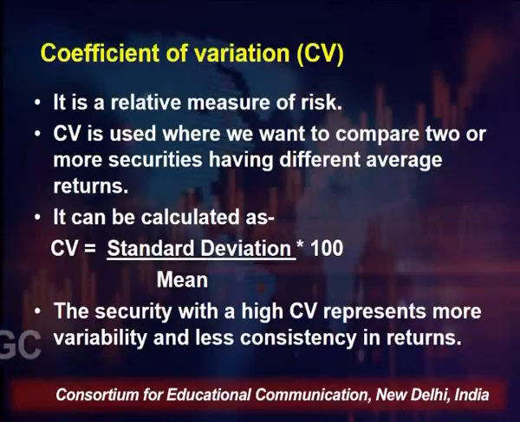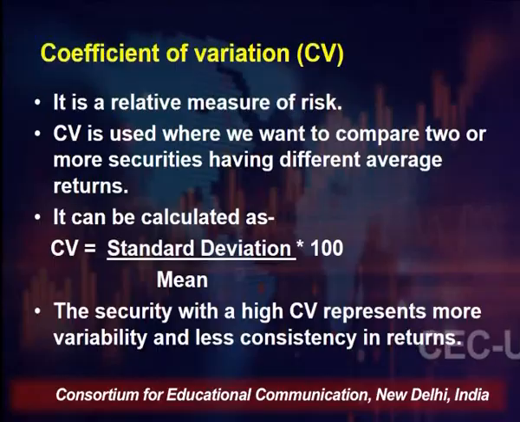So we say, in order to measure the relative risk of securities and different asset classes, the coefficient of variation is a better measure of risk. And what is this coefficient of variation? It is a relative measure of risk. Relative measure means when you are comparing two asset classes, or two equities, which is riskier as compared to the other share, right? So it is a relative measure of risk.